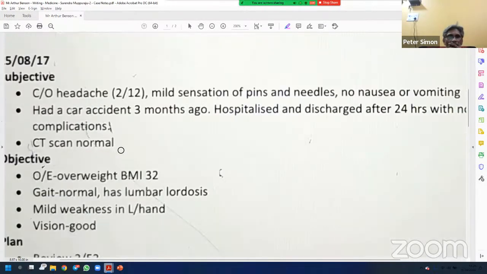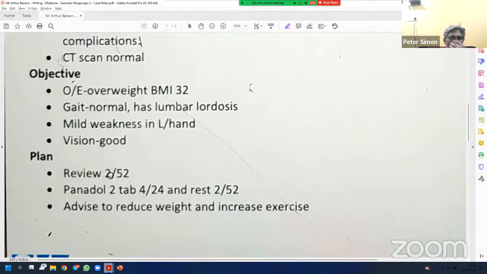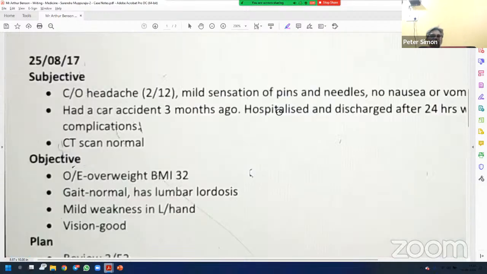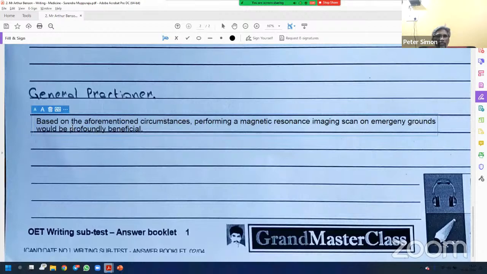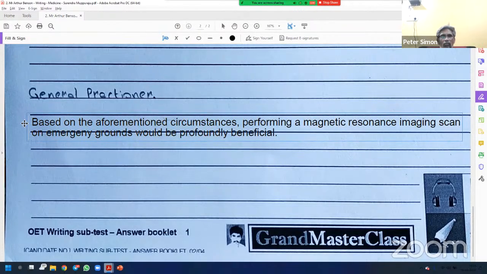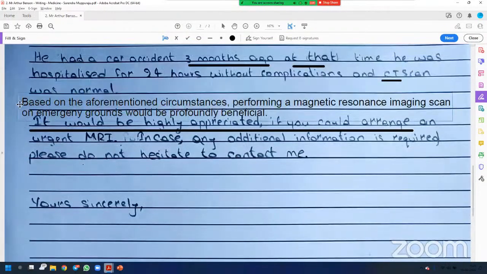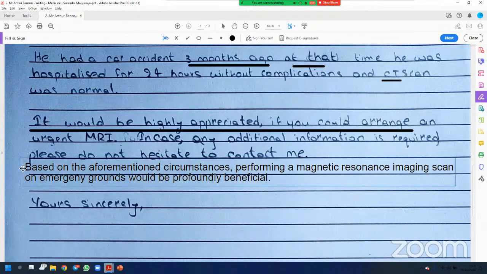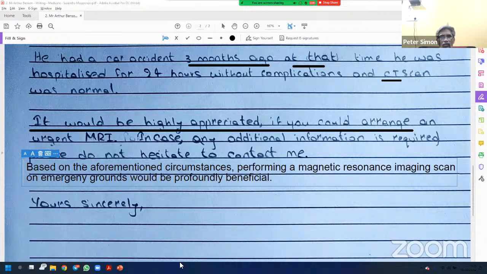Twice yearly. Fine. So based on the aforementioned circumstances, performing a magnetic resonance imaging scan on emergency grounds would be profoundly beneficial. Okay, fine.